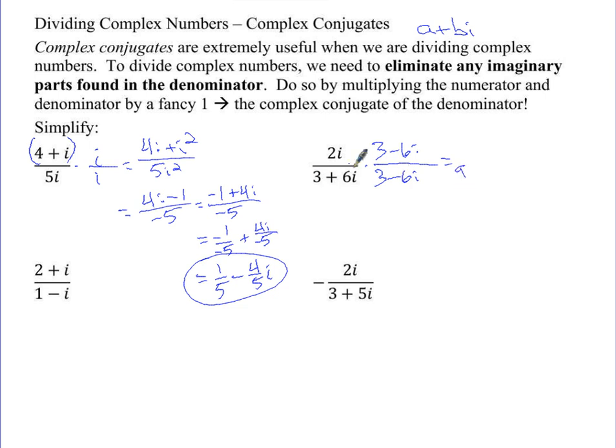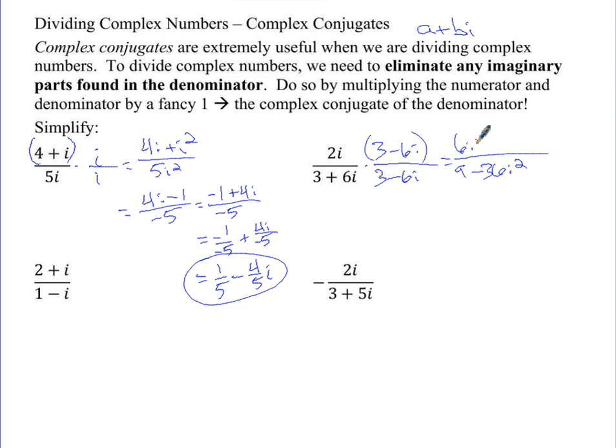3 times 3 is 9. 3 times -6i is -18i. 6i times 3 is positive 18i. The outer and the inner disappeared, which is great. And then I have 6i times -6i, which is -36i squared, which becomes positive 36. In the numerator, I have to distribute.